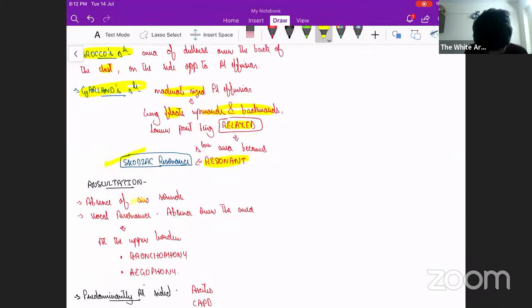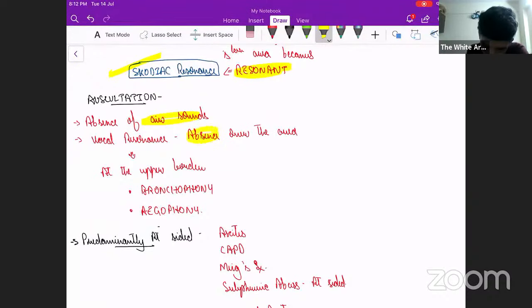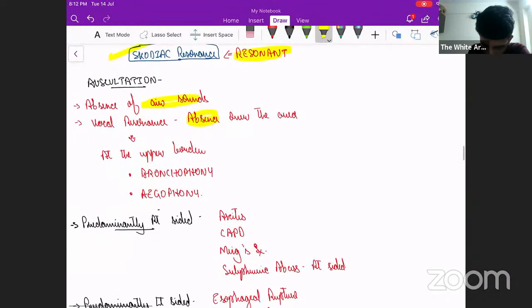Auscultation, again, absent or reduced air sounds will be there. Vocal resonance, absent over the area, and in the upper border we can expect to hear bronchophony or egophony. Egophony is nasal intonation. This will be present because some amount of fluid will still be present between the upper border of resonance or the upper border of dullness. Some amount of fluid will be present between the lung and the place we auscultate from for vocal resonance. So that is why we get egophony.